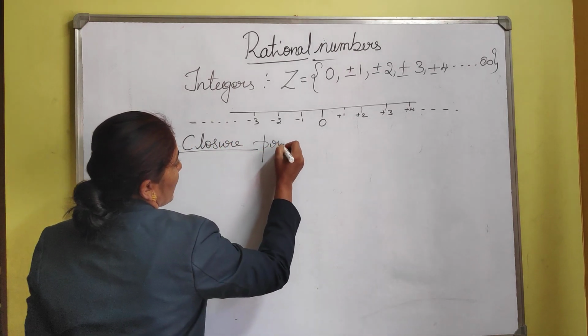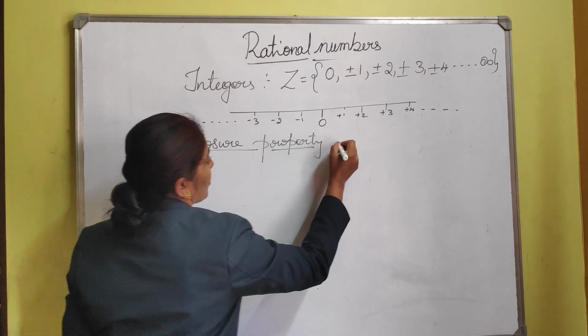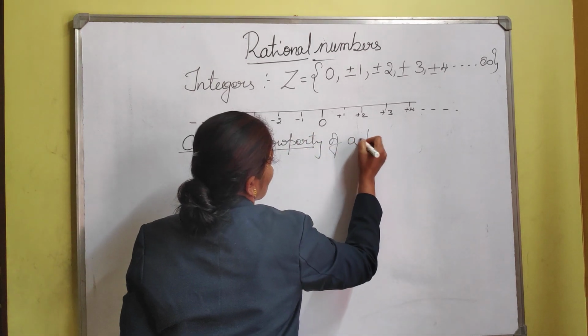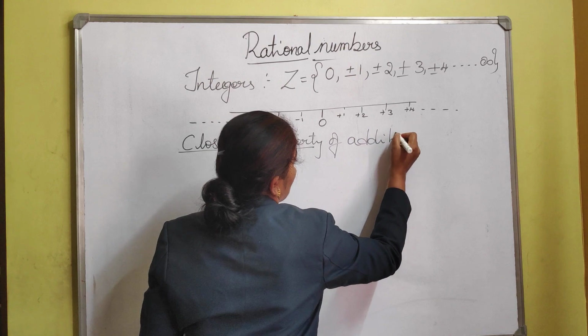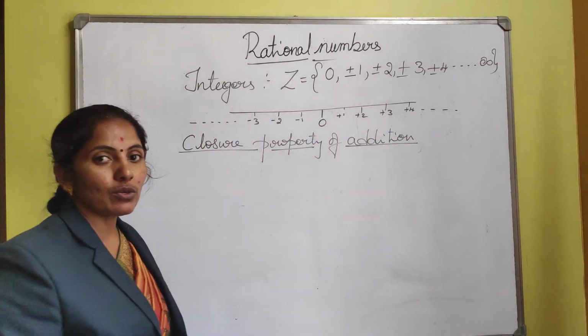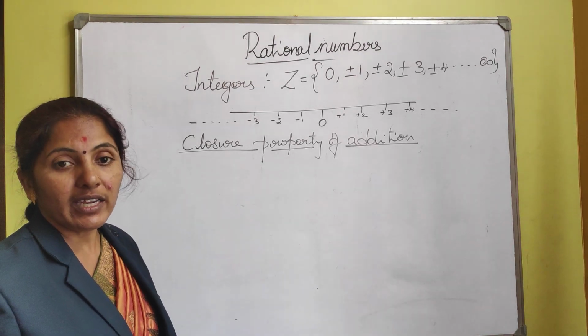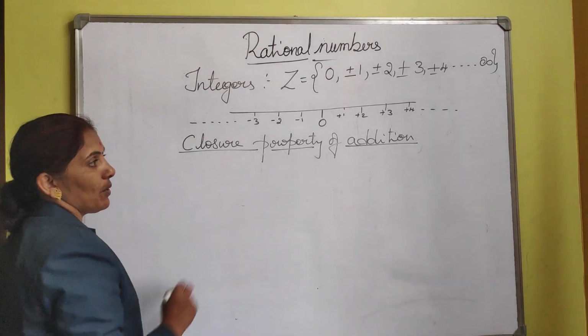Closure property of addition. Does the closure property of addition hold good for the integers? What is this closure property of addition?